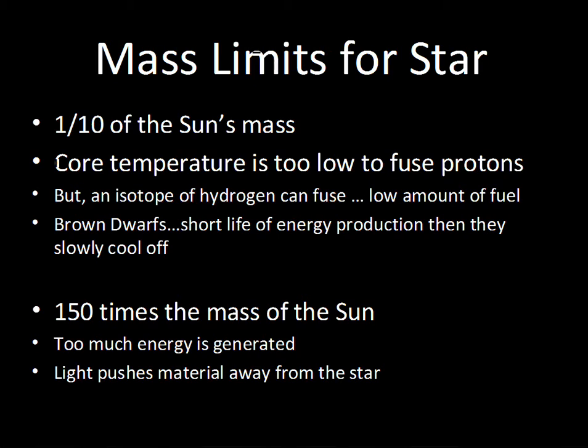Now there is an isotope of hydrogen called deuterium that has a proton and a neutron, and that has more inertia, more momentum, as the particles are moving around. It's easier for these particles to get close to each other. So I'm going to take a little break and let you think about that.